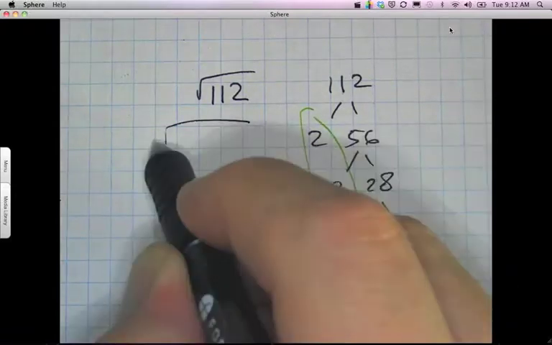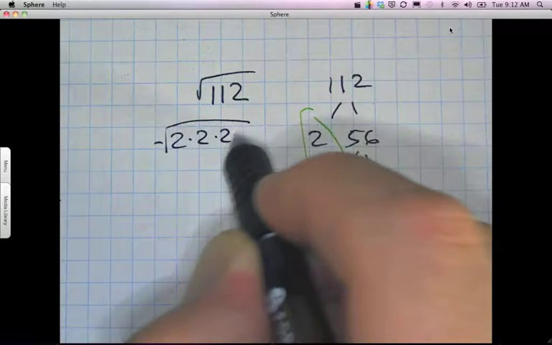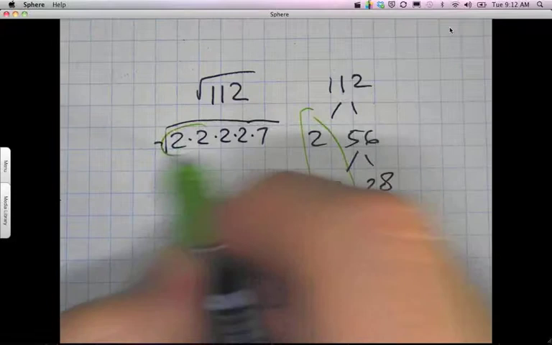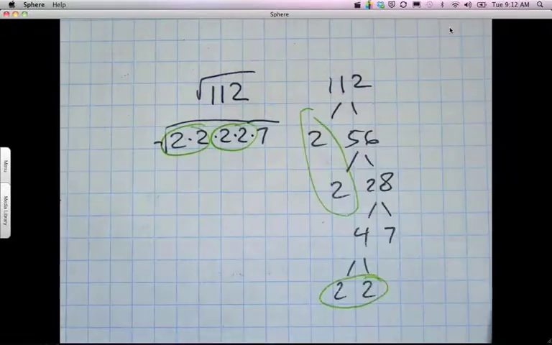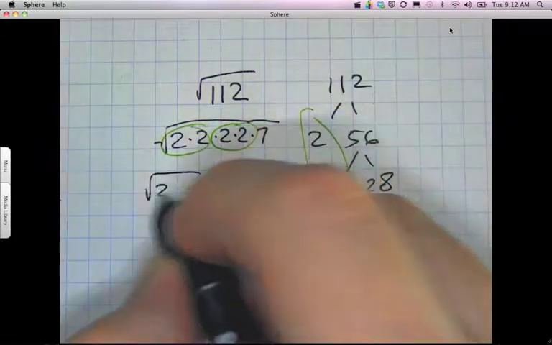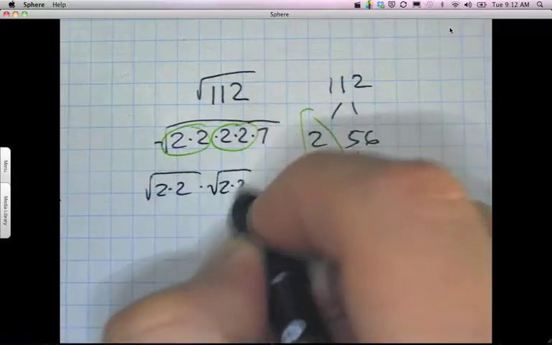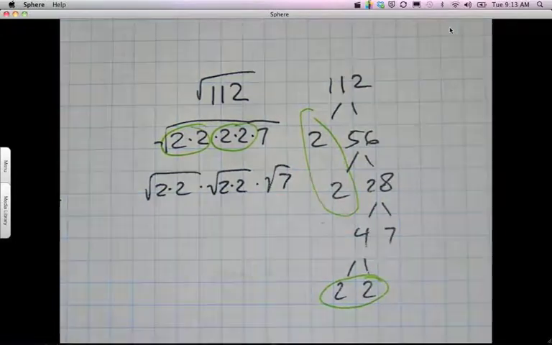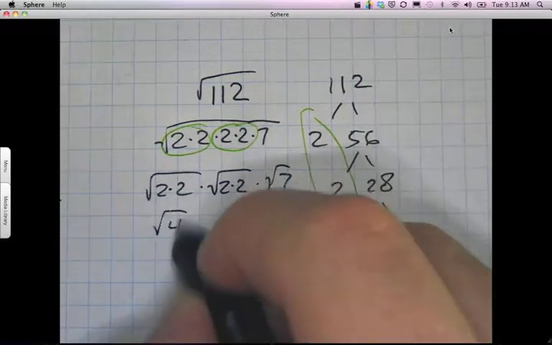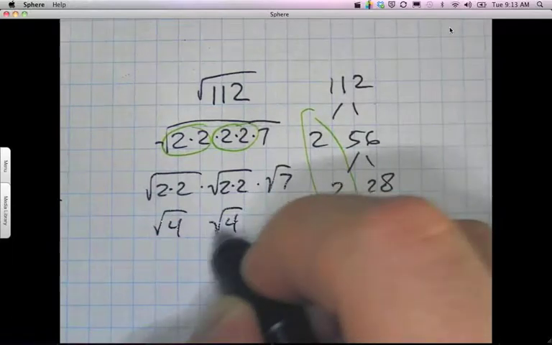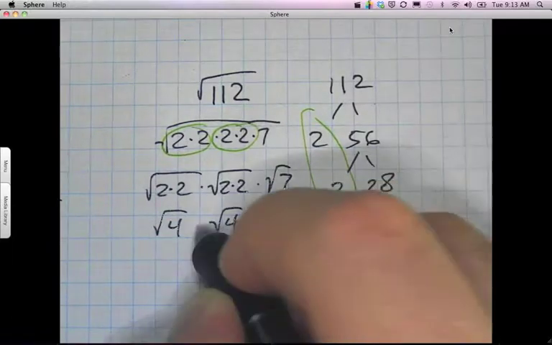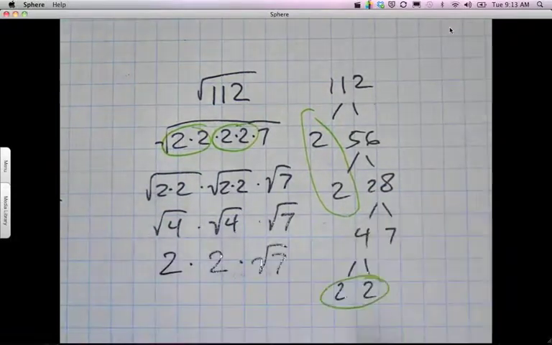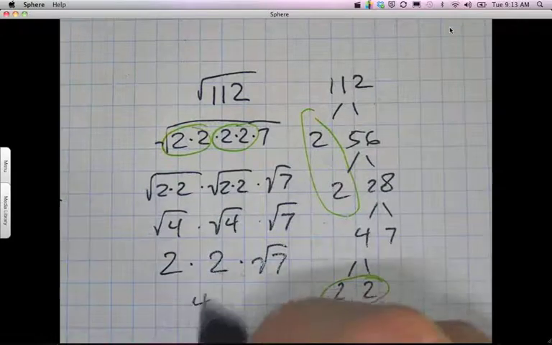Again, to do it the long way, it becomes 2 times 2 times 2 times 2 times 7, which, having these 2 pairs of numbers, lets me bring them outside of the square root. So I'm going to separate those out by themselves: the square root of 2 times 2, times the square root of 2 times 2, times the square root of 7. Each square root of 2 times 2 just becomes the square root of 4, and each one of those just becomes 2. So I get 2 times 2 times the square root of 7, which is 4 times the square root of 7.